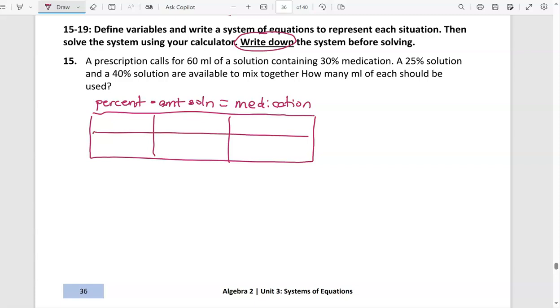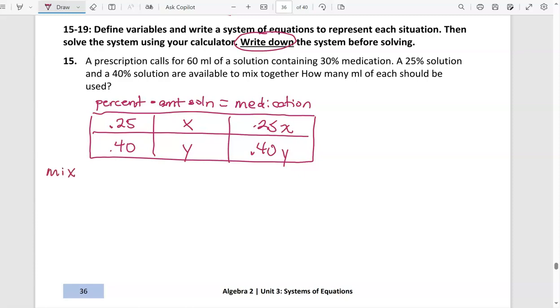All right, where our two pieces that we are mixing together are a 30% medication. I'm sorry, that is what we're aiming for, right? The available solutions are a 25% and a 40% solution, and we're going to mix them together. And I don't know how much of each. 25% of X is the amount of the medication in the first solution. 40% of Y is the amount of medication in the second solution.